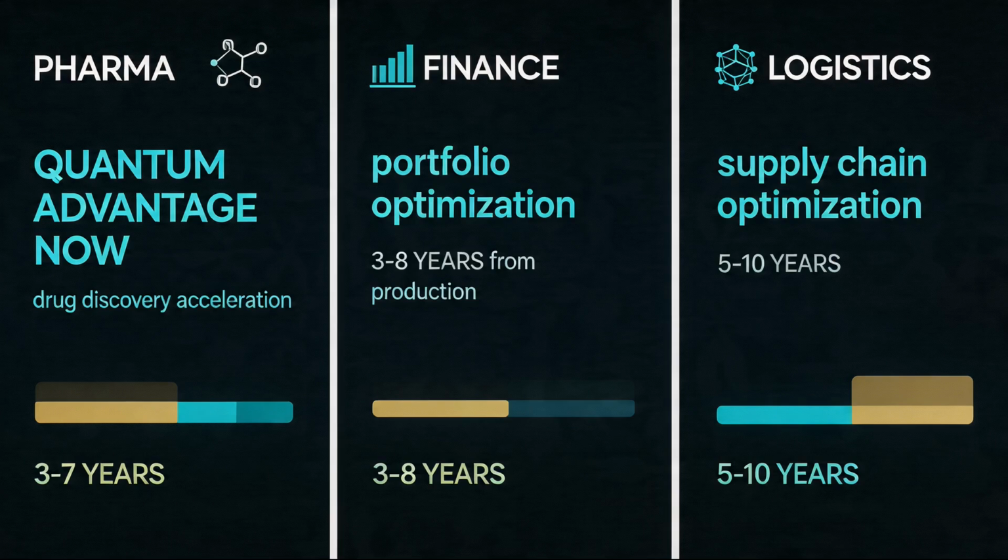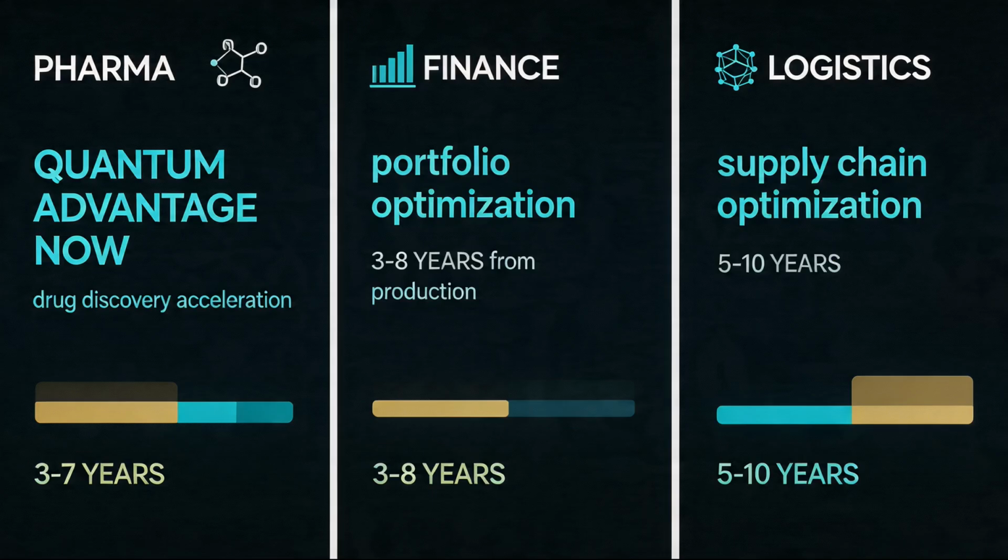In financial services, quantum optimization algorithms are being explored for portfolio optimization, risk modeling, and fraud detection pattern matching. This is 3 to 8 years from production use, with hybrid quantum classical approaches leading the way. In logistics and supply chain, combinatorial optimization has direct applications in routing, scheduling, and resource allocation. 5 to 10 years from broad use.